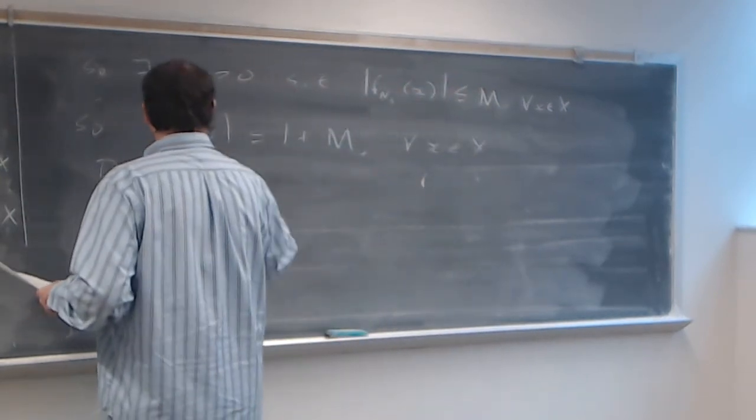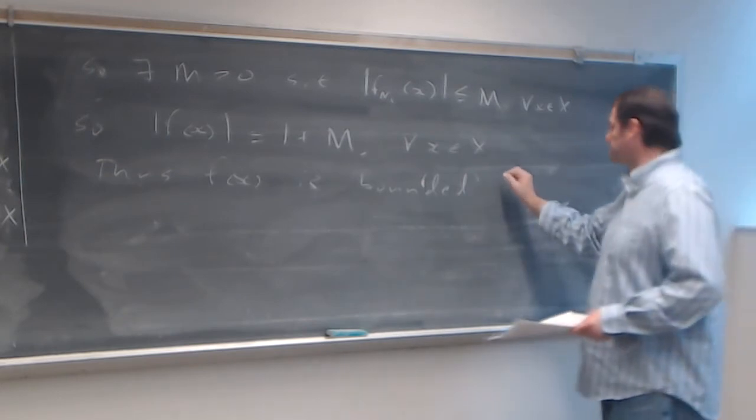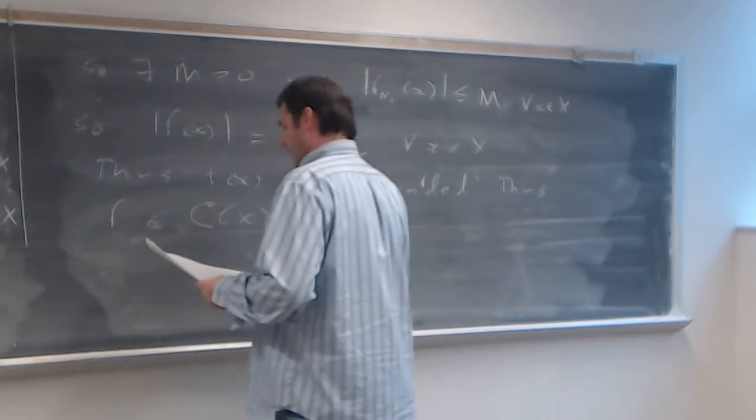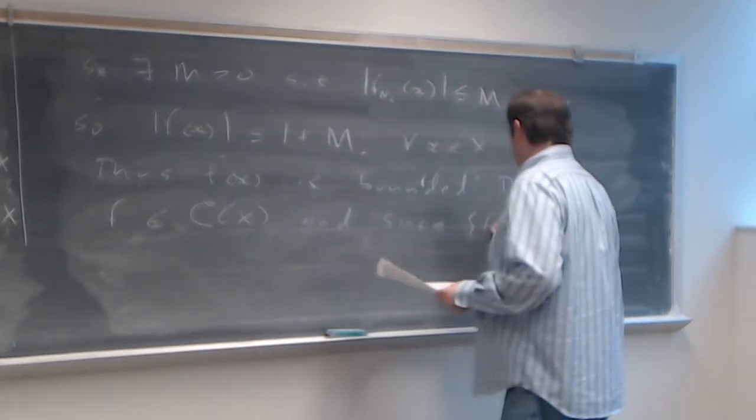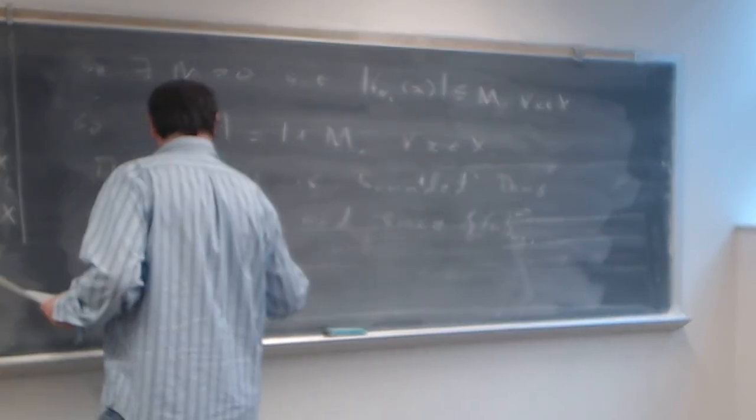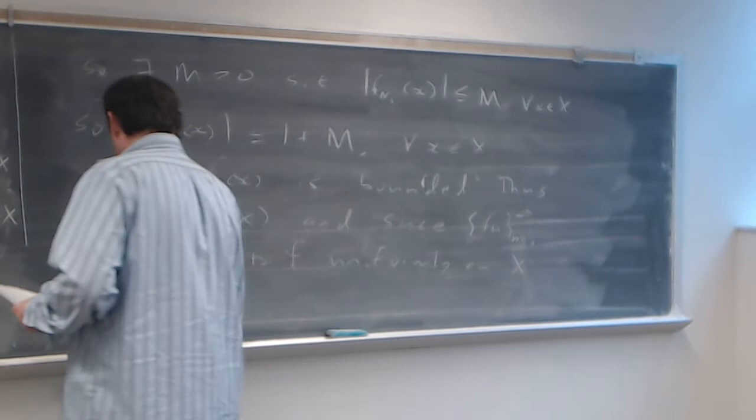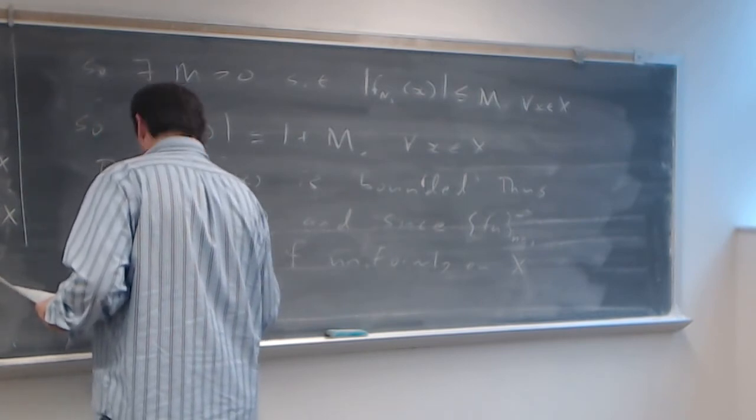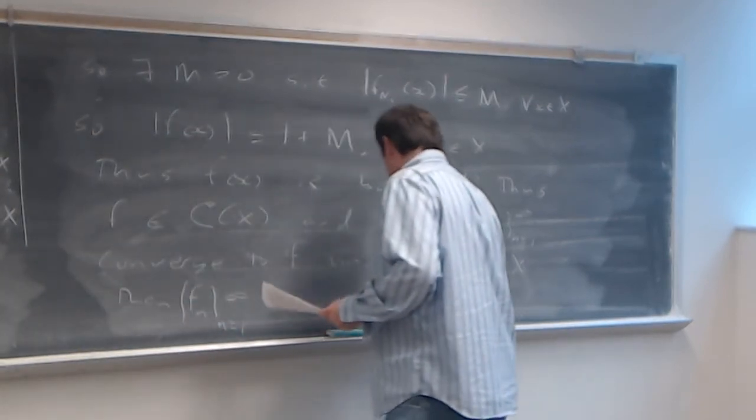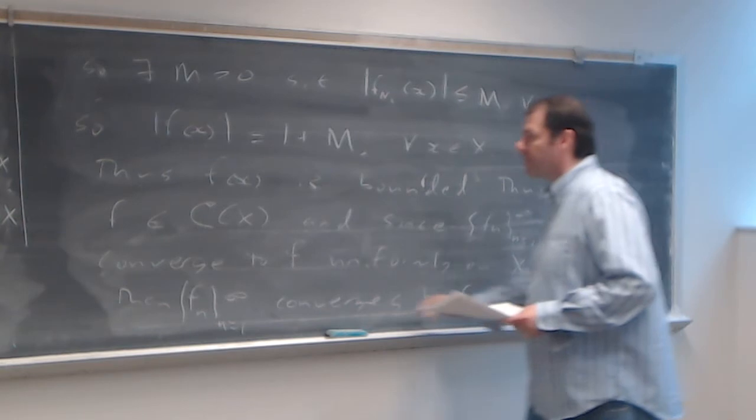Thus, f of x is bounded. Thus, f is an element of C(X), and since f sub n's converge to f uniformly on X, then f sub n converges to f in C(X). So that ends the proof.